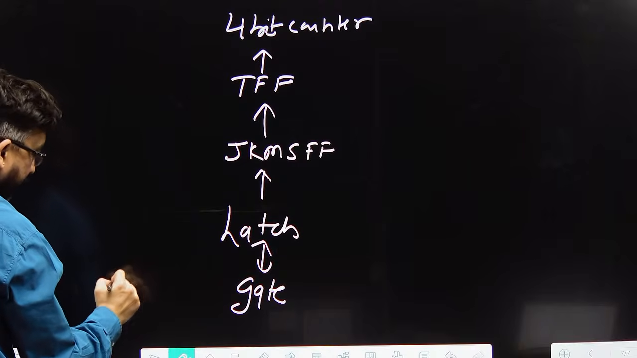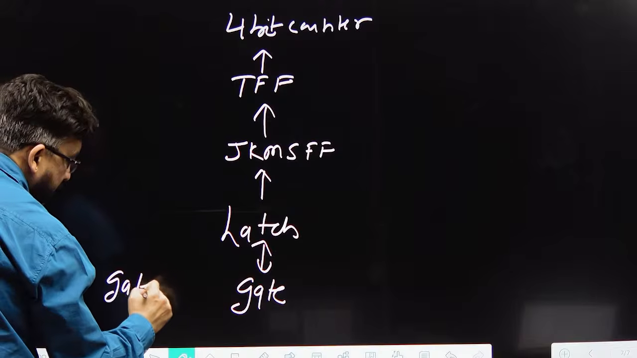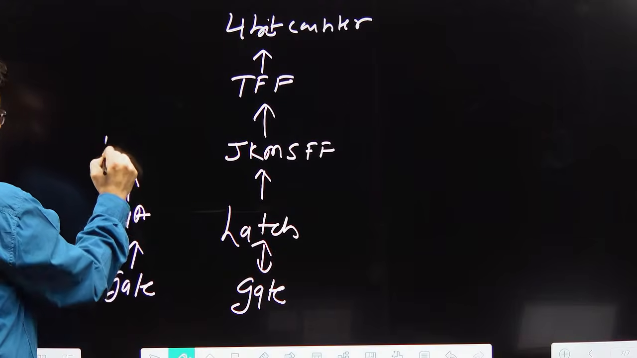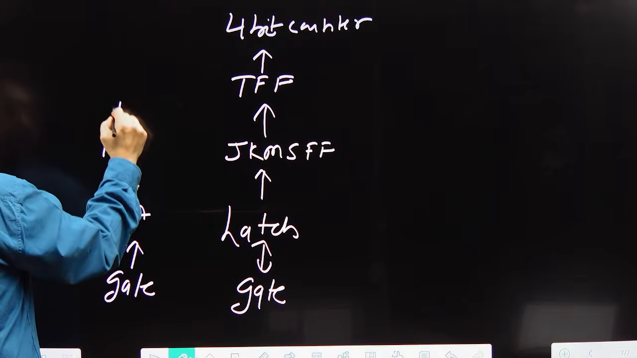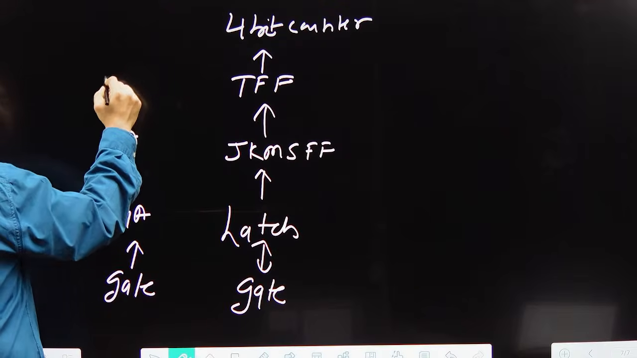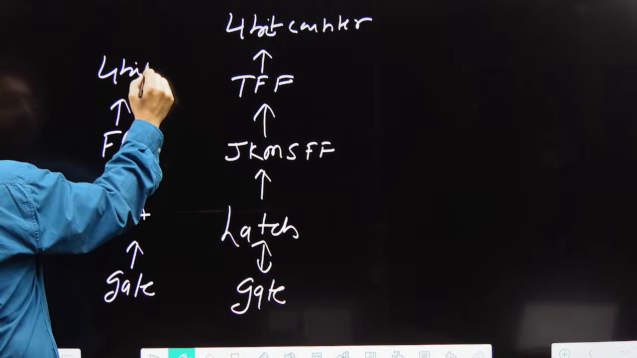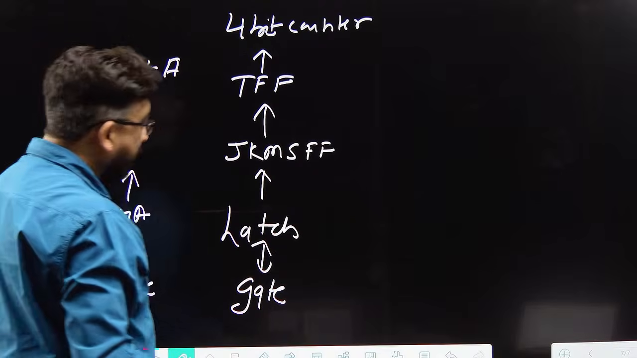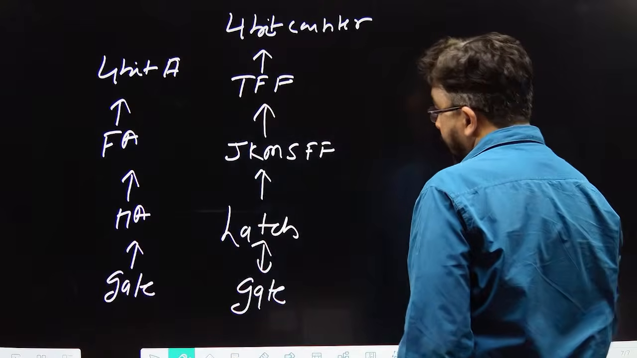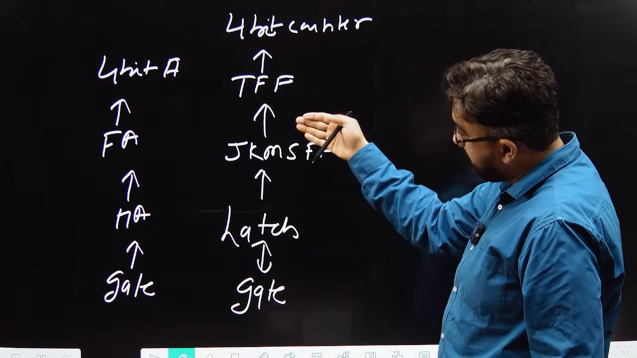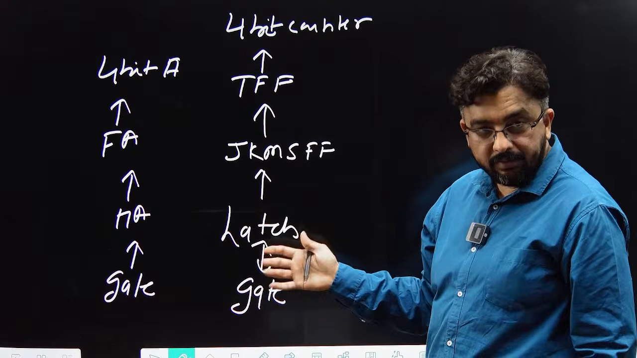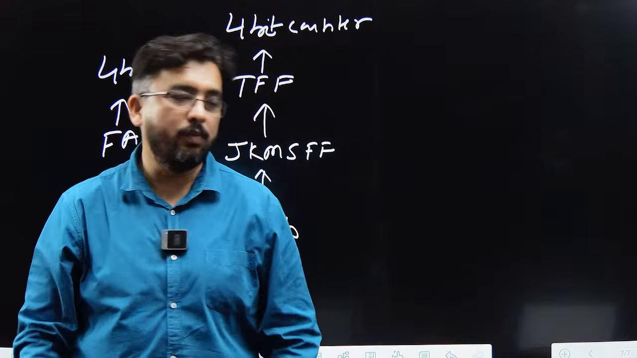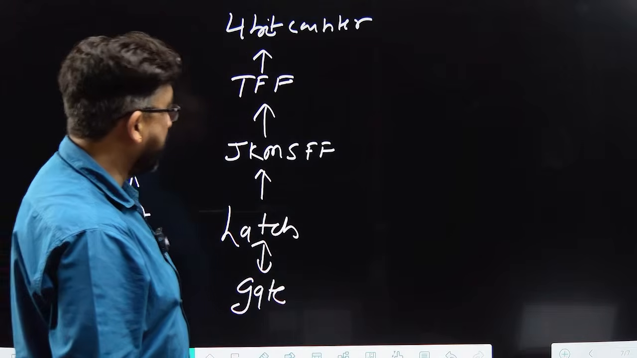For example, here gates, half adder. With the help of two half adders you make a full adder. With the help of full adders you make a 4-bit adder. Like this. So here we will design each component, and then we will merge it and connect it. That is called a top level model. Okay, let's start.